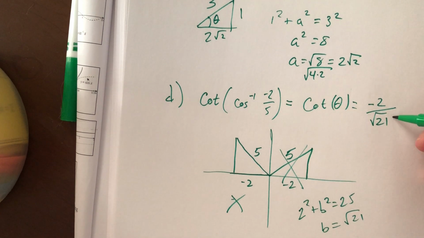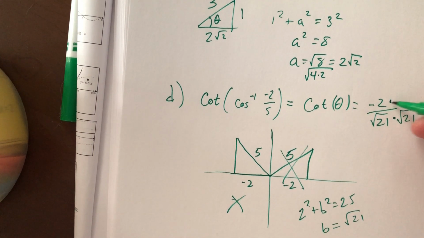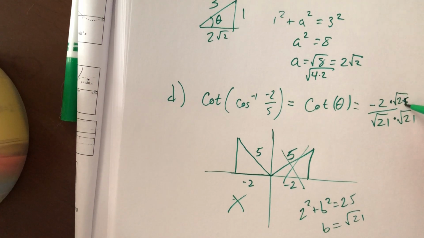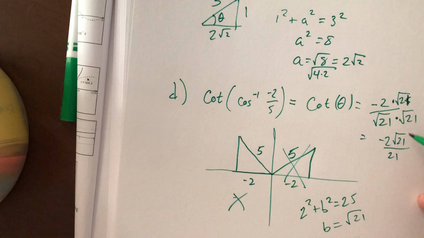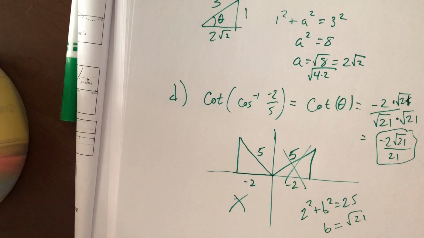And just remember, for stuff like this, a lot of times people will rationalize. You could see negative 2 over root 21. You could see negative 2 root 21 over 21. Either one of those, they're correct, and either one of those is plausible for us to see as an answer choice.